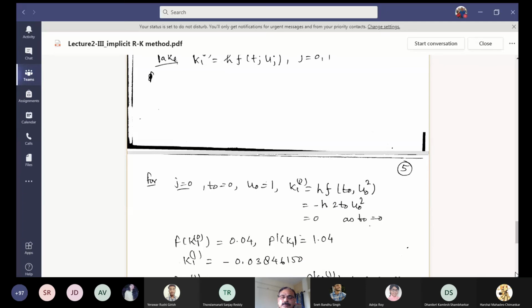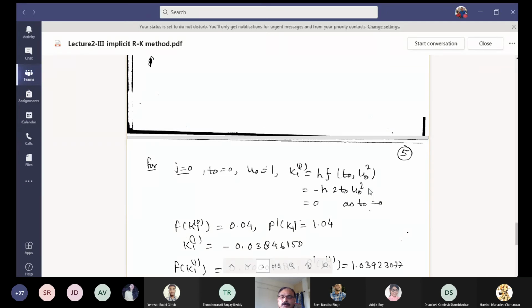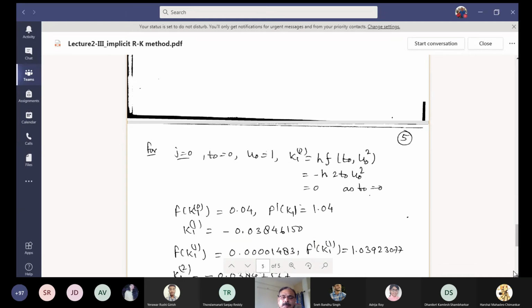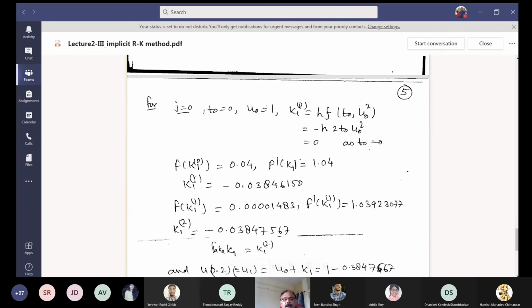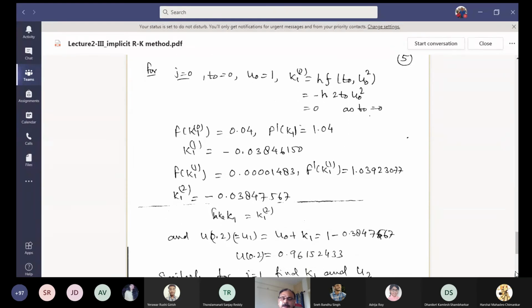So for the point 0, it will be your t0 u naught square. T0 is 0, so immediately K10 is 0. With K10 as 0, you can calculate f of K10, and then f prime K10, and then using the Newton-Raphson method, you can get K11, and then similarly you can get f of K11, f prime K11, and then the K2 value, and you can continue this with the Newton-Raphson method.